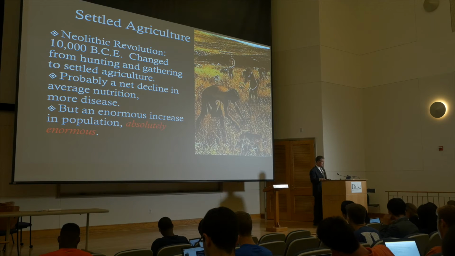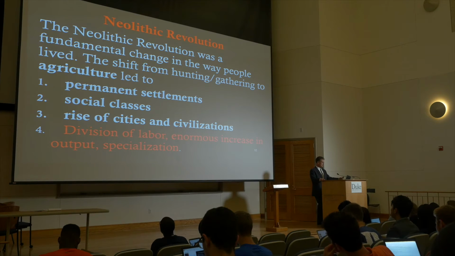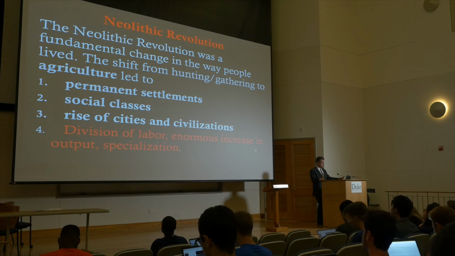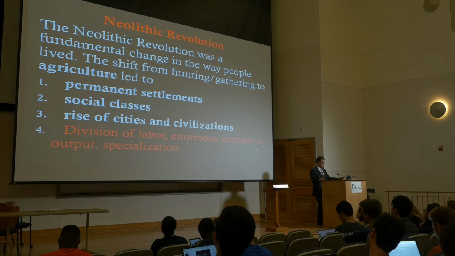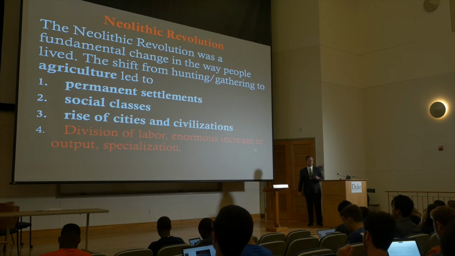An enormous increase in population. So what we see is permanent settlements, the origins of social classes, the rise of cities and civilizations, what we might now call civilizations. So the division of labor caused an enormous increase in output and specialization.